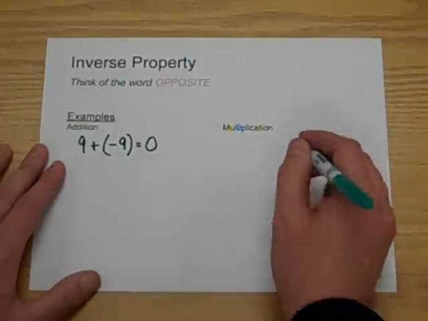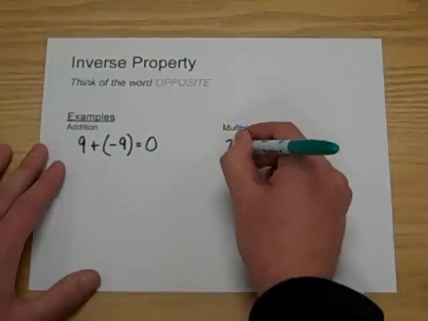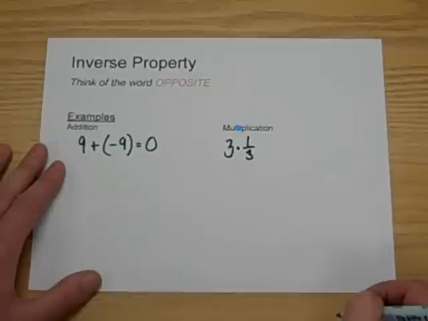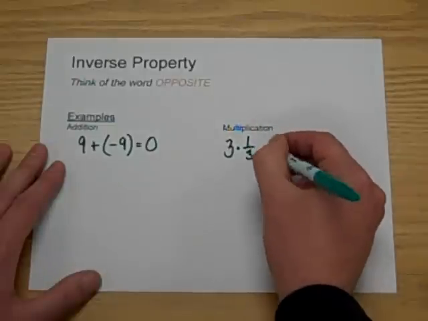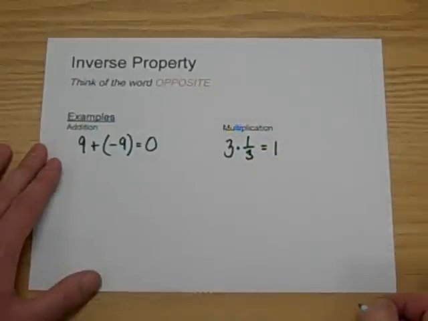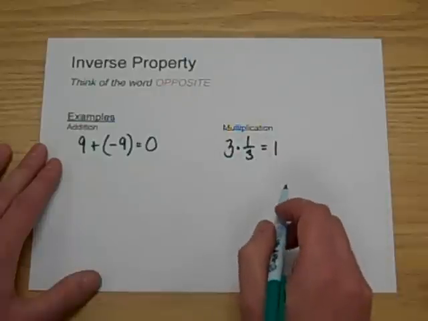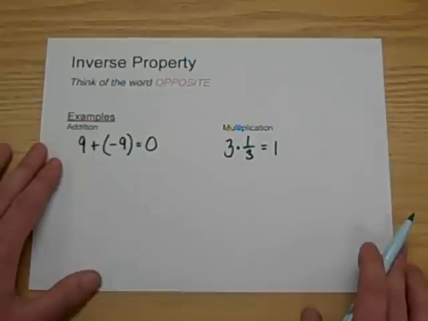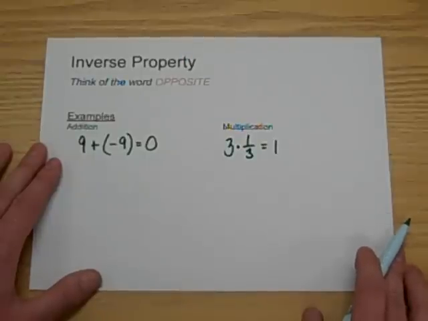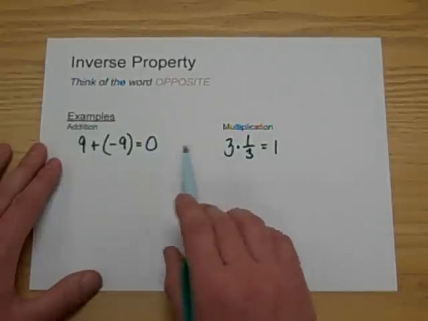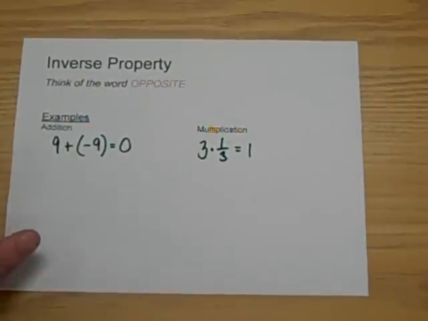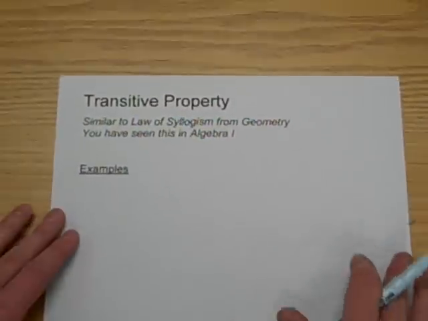For multiplication, I'm going to take 3 times 1/3. 3 times 1/3 equals 1. So I undid what I started with. Now if you end up with 0 or 1 when you're looking at these properties, most likely it will be the inverse property. Not always, but most likely it will. 0 means it's the addition part, 1 means the multiplication. So for inverse, think of the word opposite.